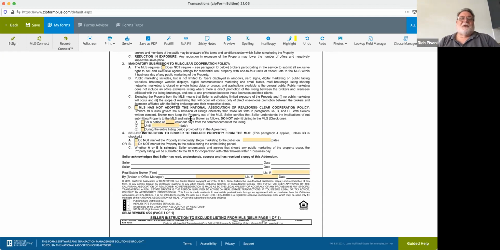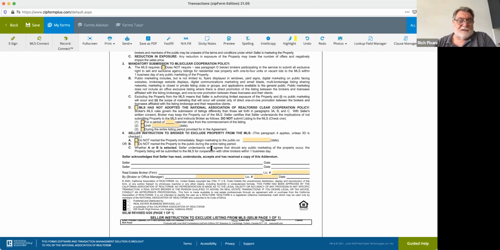Mandatory submission. So that is if your MLS does not adopt a clear cooperation. So section 4 is where you would fill out, and that is to not market the property immediately, begin marketing on such and such a date, or to not market the property to the public during the entire listing. So those are the two choices for you on this form. And I apologize for the confusion. I was momentarily confused myself.